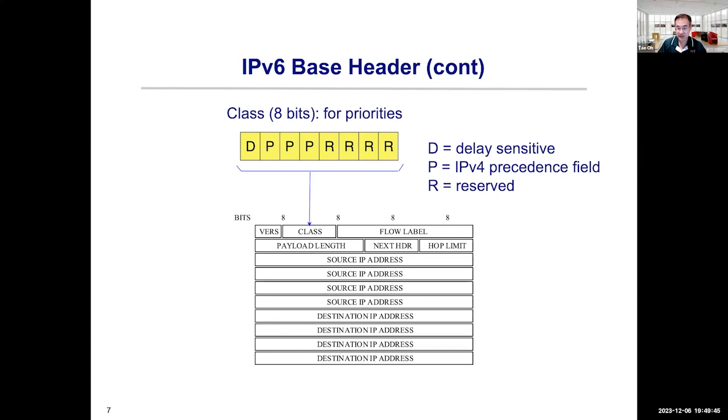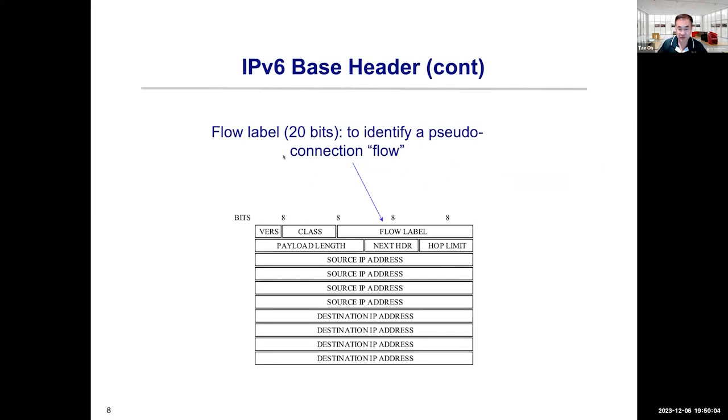IPv4 has a different priority. 2 to the third, you have 8 different priorities you can have because there are 3 bits, right? All right, so you could have different classes. Another thing that is very interesting here is the next item, the flow label.